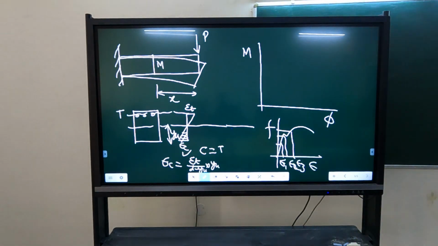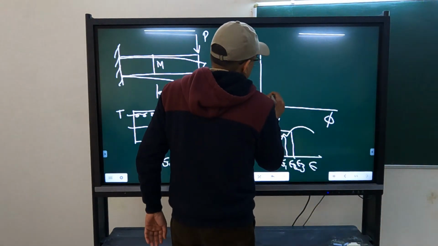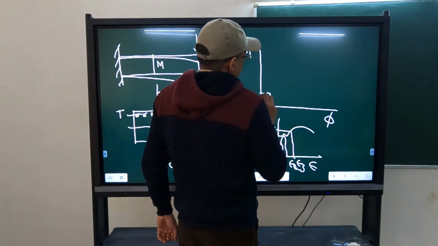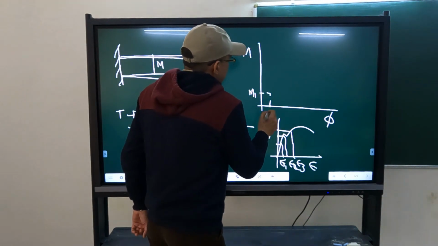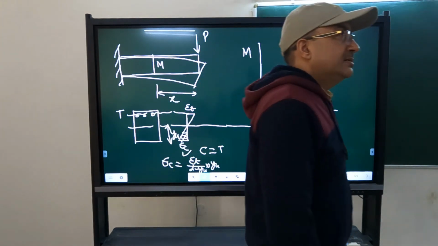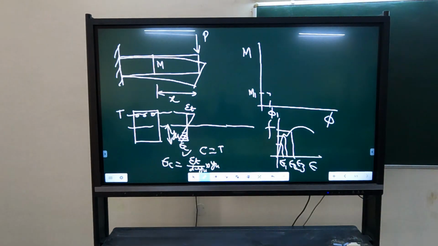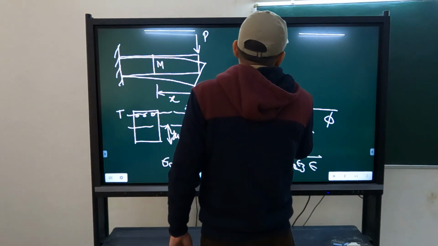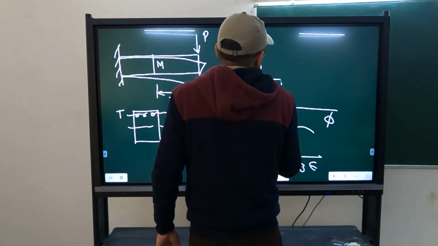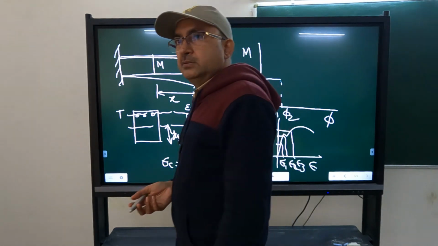That will give me epsilon c. So I know epsilon c, I know epsilon t. Epsilon t I have initially assumed. I can get C and T, then I can calculate moment. So I can calculate moment versus curvature. Let us say this is M1 and this is phi 1 for the first value of epsilon t I have assumed. I can assume now a higher value of epsilon t. I will get M2 versus phi 2 for the second value of epsilon t.